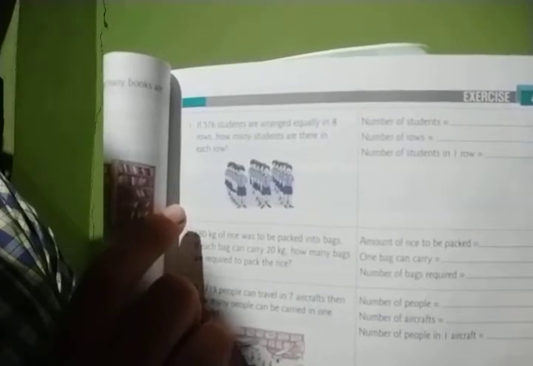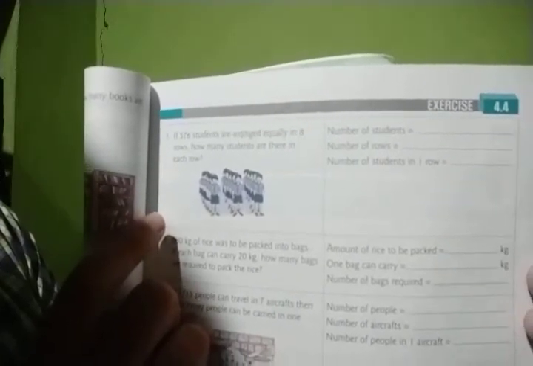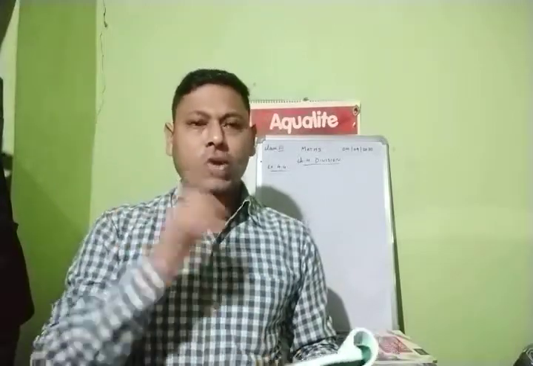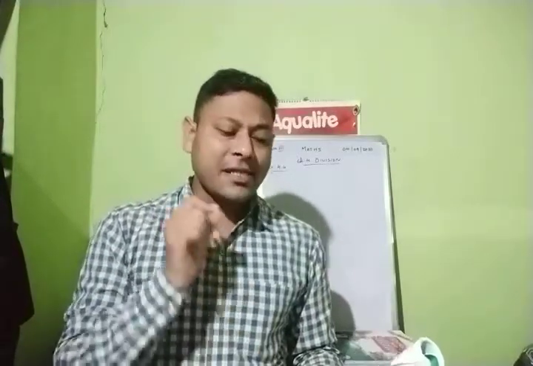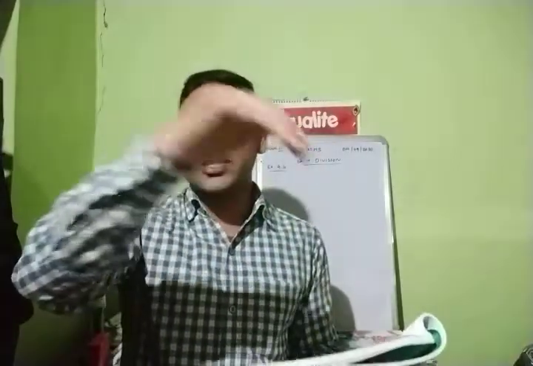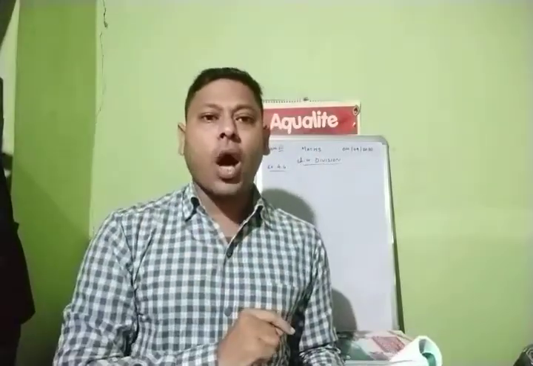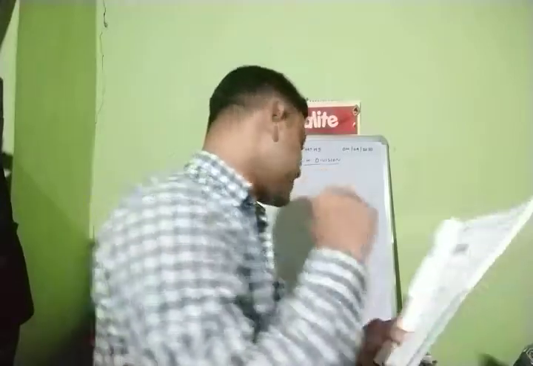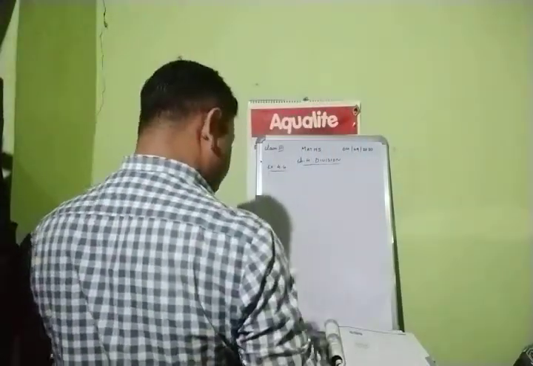Okay. Let's see question number 1. If 576 students are arranged equally in 8 rows, how many students are there in each row? That means, do you remember when you are in the assembly, you are in rows, right children? So total there were 576 students, and 8 rows were there. So my question is, in one row how many students are there? So what you have to do? We have to divide, right children? Okay. So let us start this question number 1.